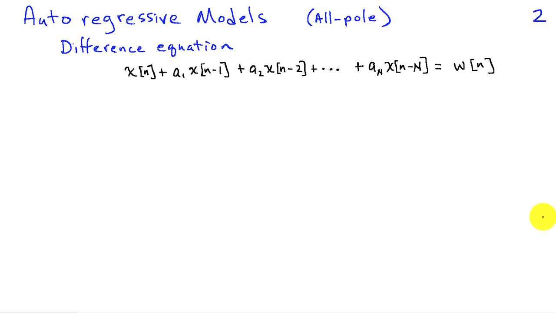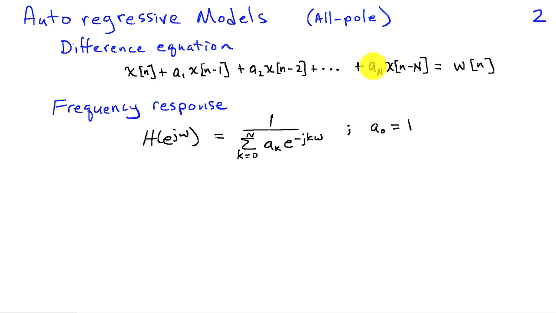So we're going to begin with the autoregressive case, and in this case the difference equation describing the system is, as I've written here below, x of n plus a1 x of n minus 1 and so on plus aN x of n minus N is equal to w of n. So the output x of n of the model is a recursion on past outputs, just a linear combination of the past outputs. And then we have the input w of n.